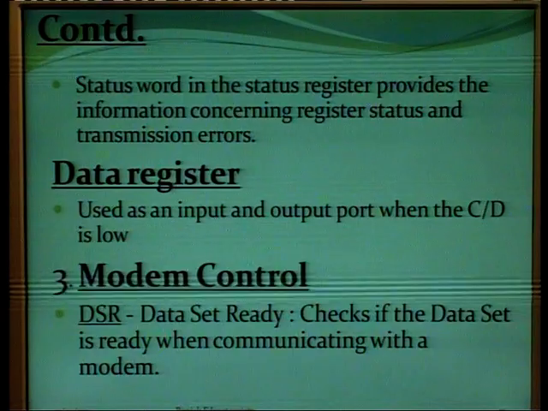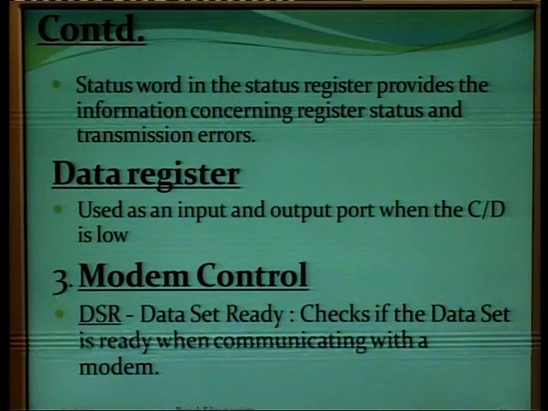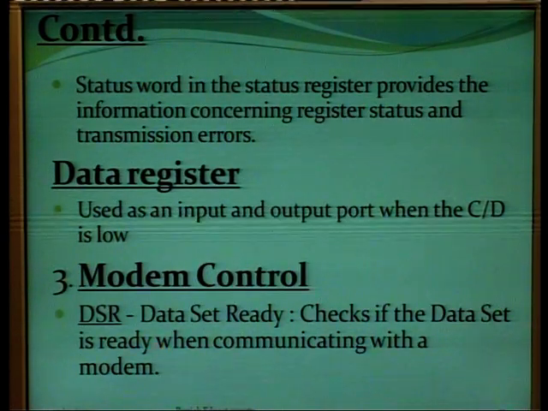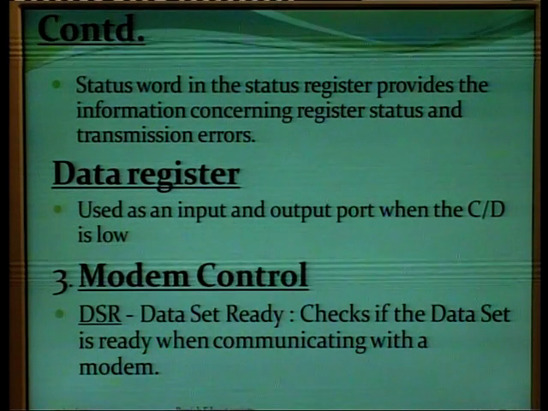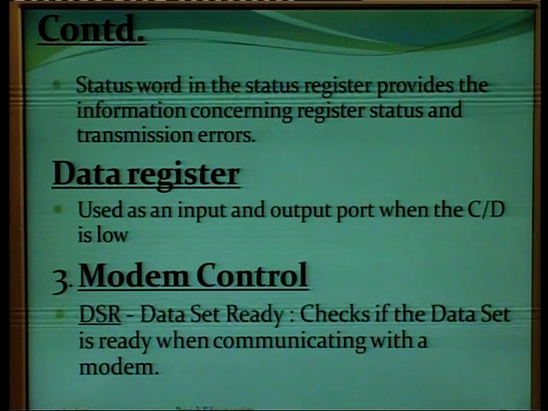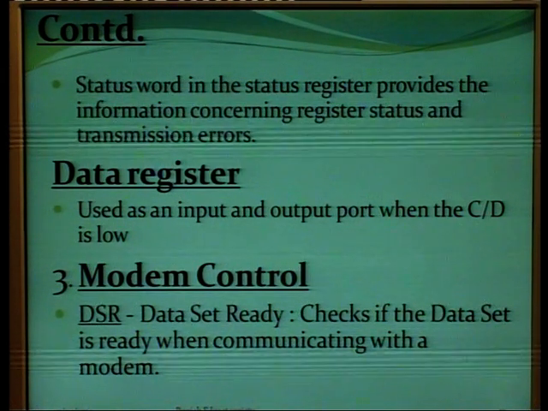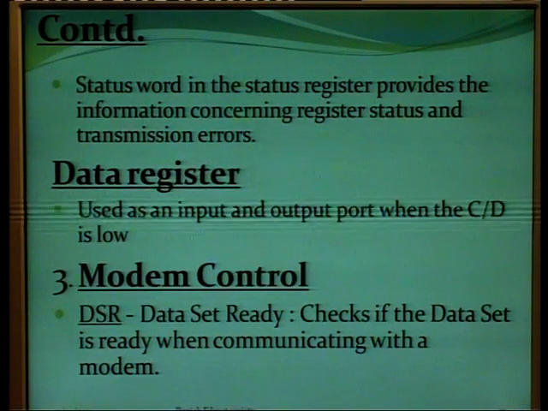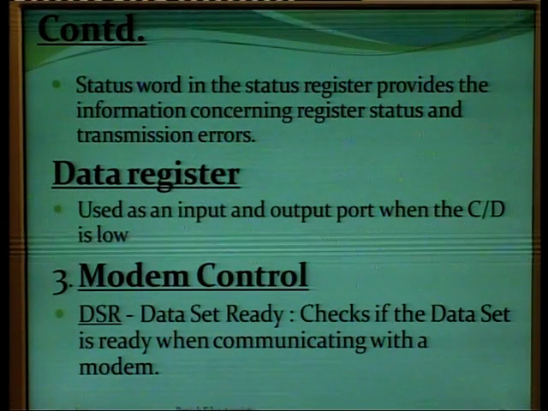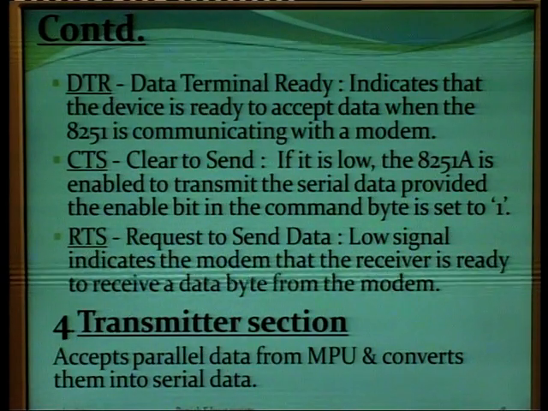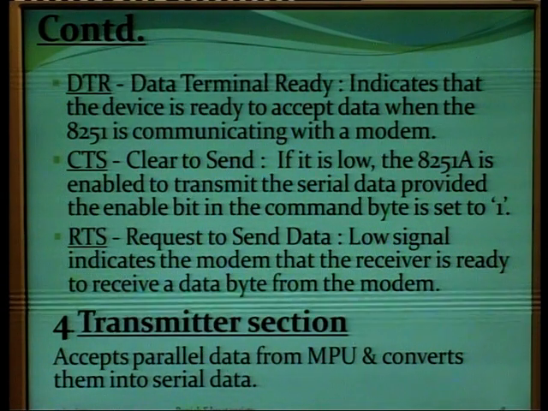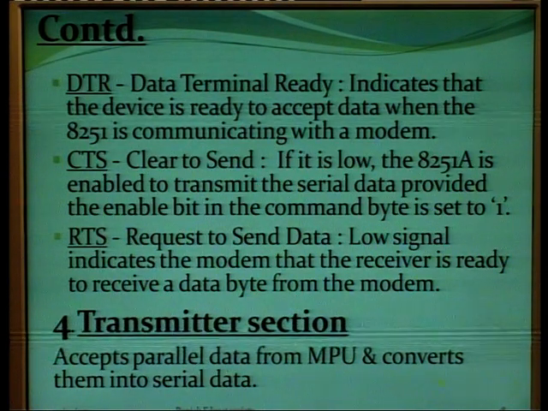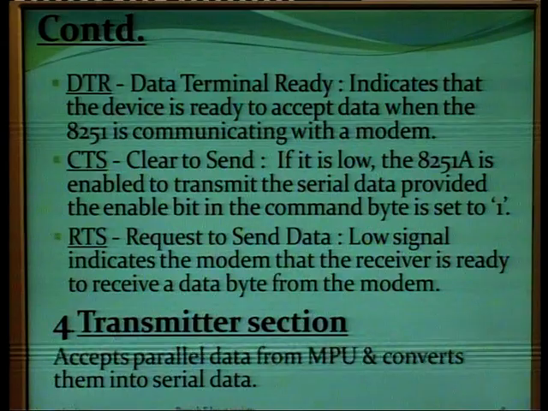The third section of this 8251 is modem control. It has 4 pins. These all 4 pins are active low, that is activated when these pins are 0. First is DSR, data set ready, which checks if the data set is ready when communicating with the modem. DTR, data terminal ready, indicates the device is ready to accept data when 8251 is communicating with the modem.